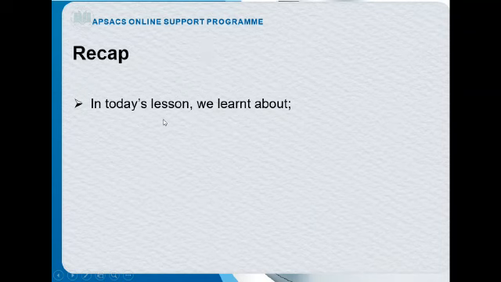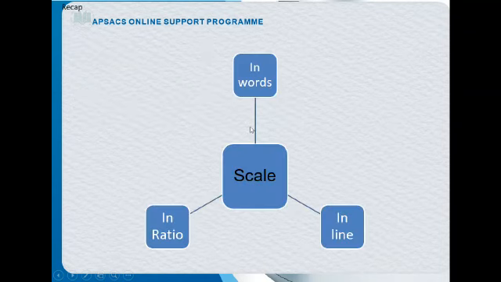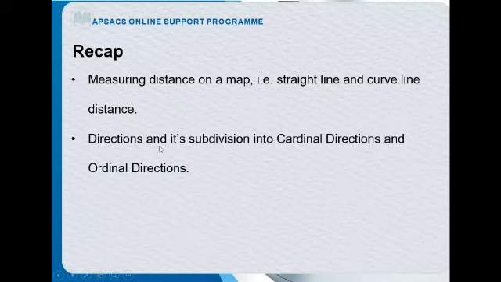Recap. In today's lesson, we learned about scale and its 3 different types, and how a scale can be used on a map, that is in words, in line (linear scale), statement scale or in ratio. We also learned about measuring distance on a map, that is straight line and curved line distance, by using simply 2 or 3 steps. We also learned about directions and their subdivision into cardinal directions and ordinal directions. I hope the concept is clear.